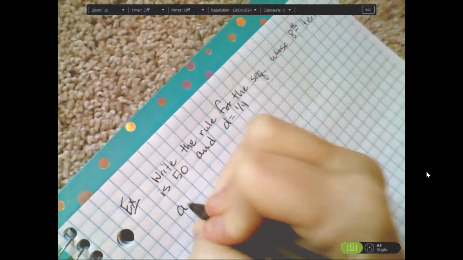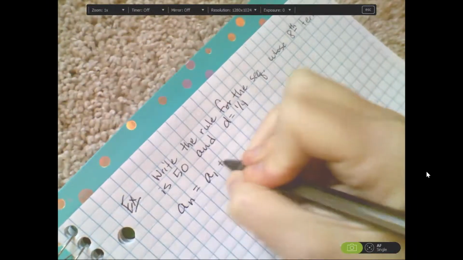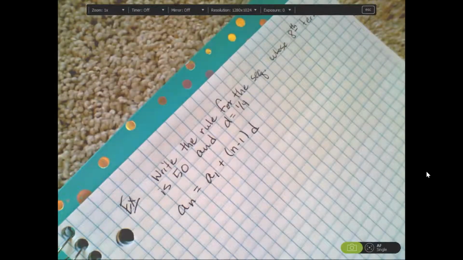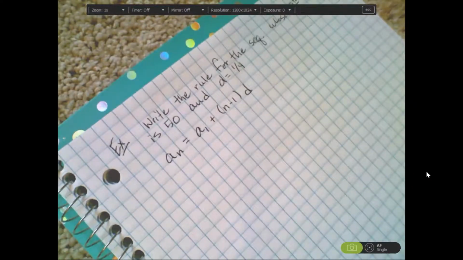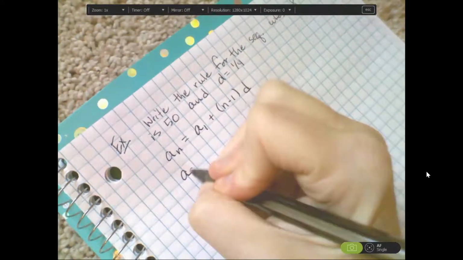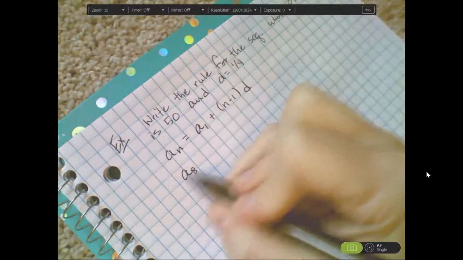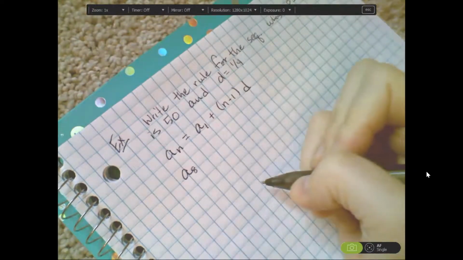All right, so if we think about our rule, we know our common difference, right? They told us that, but we don't know the first term. We know the 8th term. So we have to do something a little bit different for this one. So let's see, I'm gonna make this a sub 8 because we know the 8th term. We're gonna replace this in just a second.